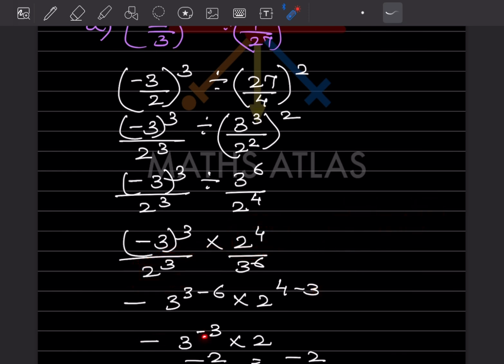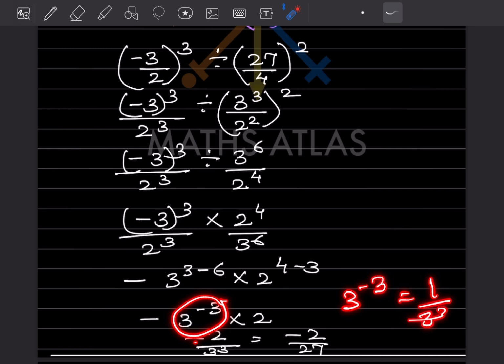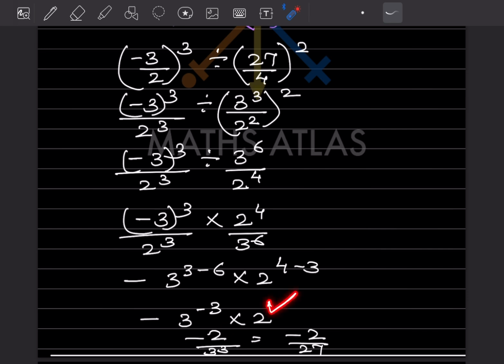So this is going to be 3 raised to minus 6 plus 3, that is going to be minus 3. And this is going to be 2 raised to 1, that is going to be 2. So minus as it is. And this part, 3 raised to minus 3, if you make it positive, is going to be 1 by 3 raised to 3. That goes in the denominator, and this 2 is already in the numerator. So the answer will be minus 2 divided by 3 raised to 3, meaning 3 into 3 into 3, that is going to be 27.